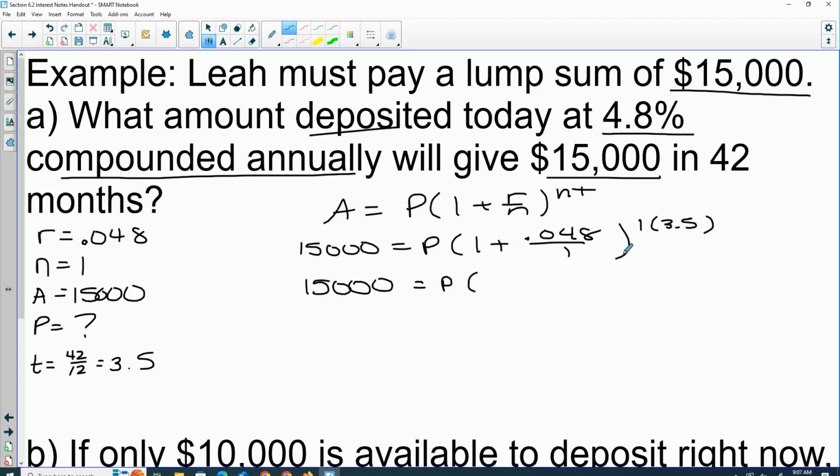If I do 1 plus 0.048 divided by 1, that's 1.048. 1 times 3.5 is 3.5. But I don't want to put this in the calculator yet. I want an exact answer. So what I'm going to do is go ahead and divide this over.